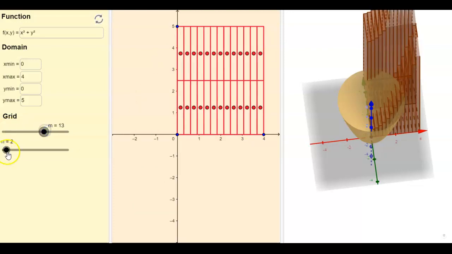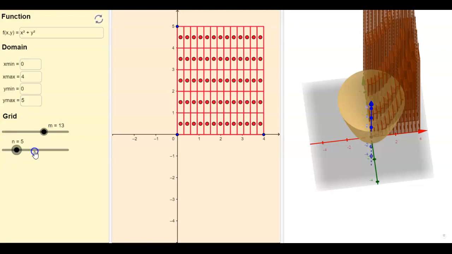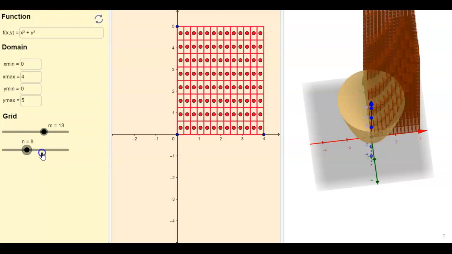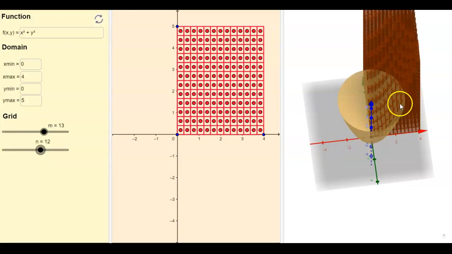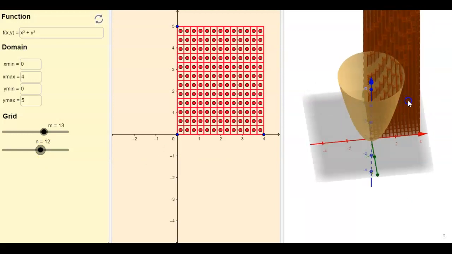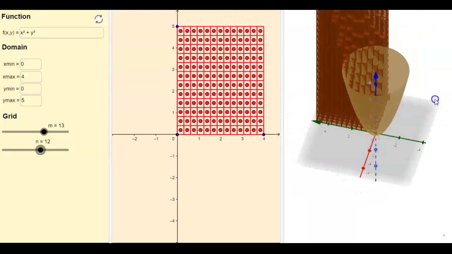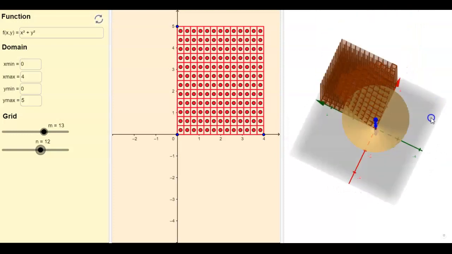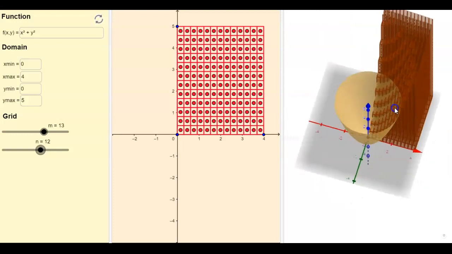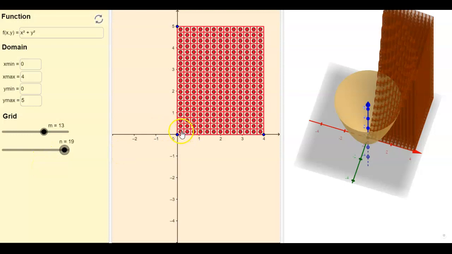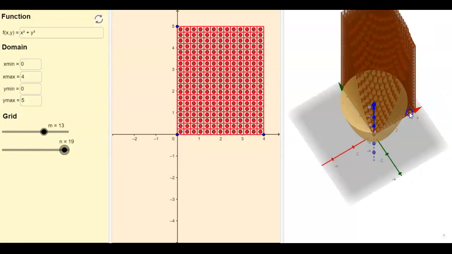And the further we continue to break this up, now this app kind of starts to get a little clunky because it's doing a lot of work, but you can see here that as we break it up more and more and more, those French fries seem to have more and more of the shape of that paraboloid. And as you get more and more, but again, this app kind of clunks out, then we're going to get a much better approximation of that volume. Oh, there it goes. That's a little bit better.